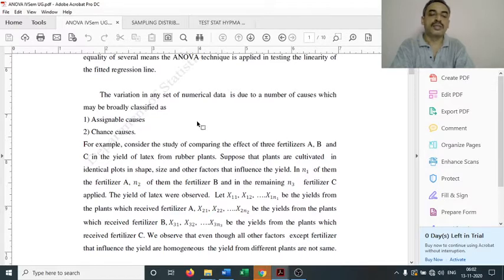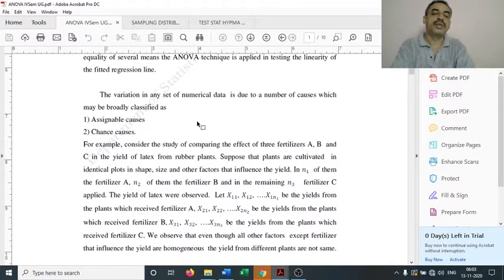Suppose all the factors, including the fertilizer, are the same for all the rubber plants. Even though we are not getting the same yield of latex from all the rubber plants, there are some variations. Even though the fertilizer level, the landscape, the sunlight, the sapling, or all the factors, listable or not, are the same, we don't get the same reading from all the rubber plants. So there are some other factors which are beyond human control, which are random. Such causes are known as chance causes.